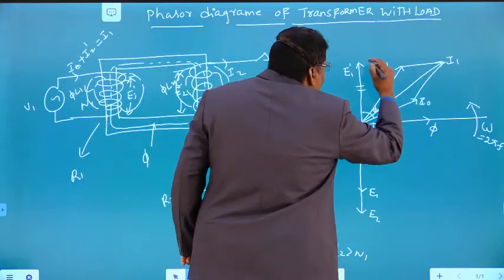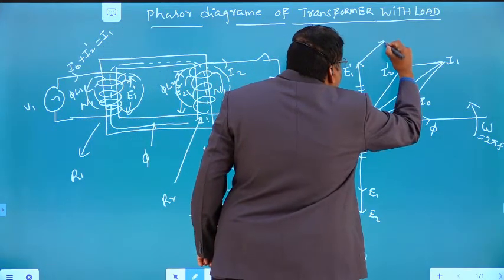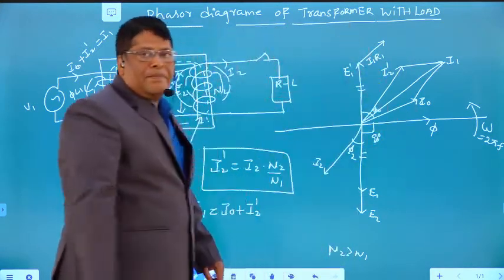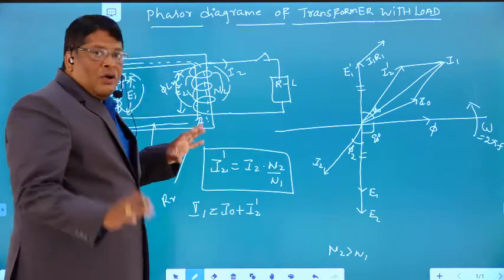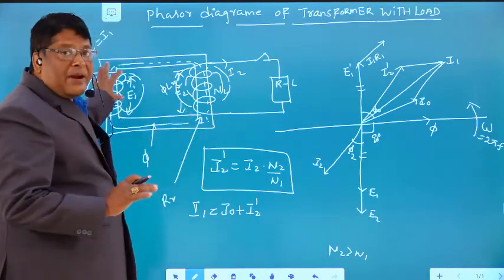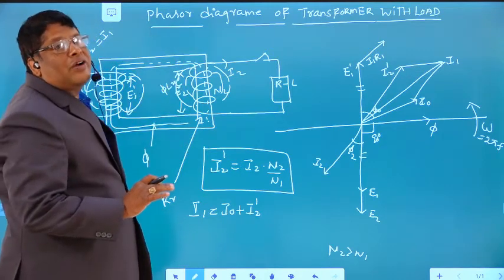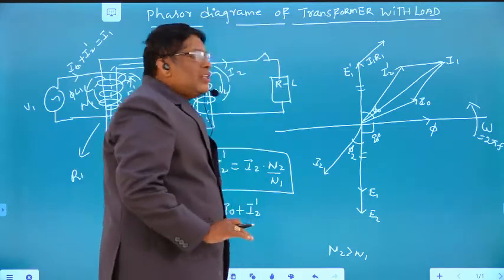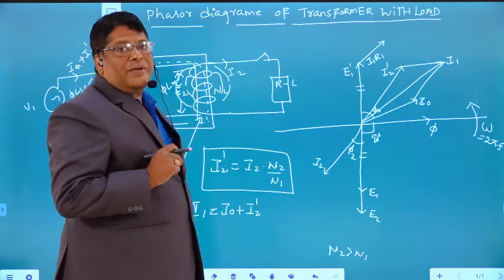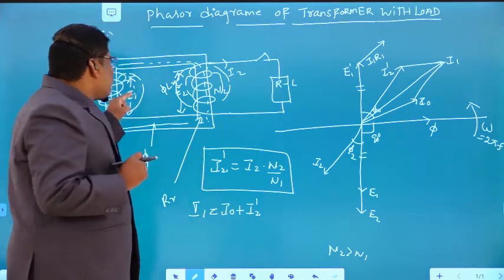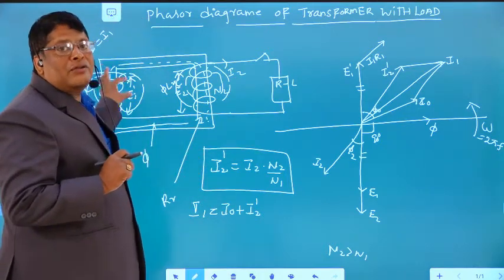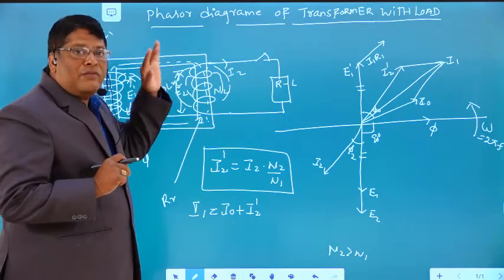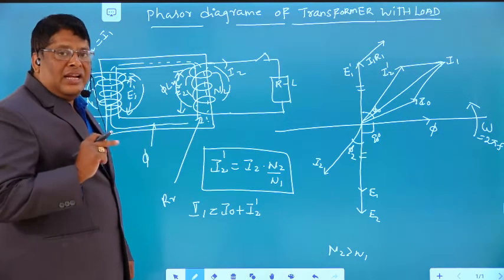Parallel to I1, you draw a phasor, that is I1 R1, from the tip of E1 dash. Because here, what are the physical quantities in the primary winding, we are adding them to get V1. This is the voltage drop I1 R1, and one more voltage drop is there. Due to the leakage flux, some amount of voltage will be induced in the primary winding. We represent that as the winding having some amount of leakage reactance.